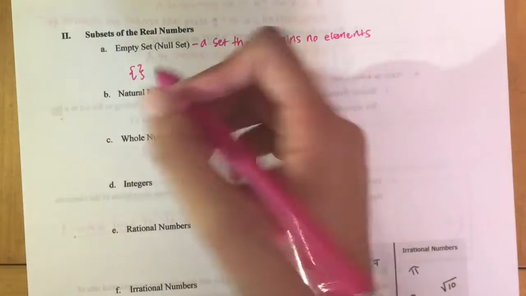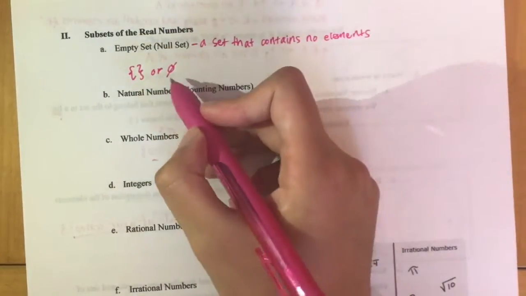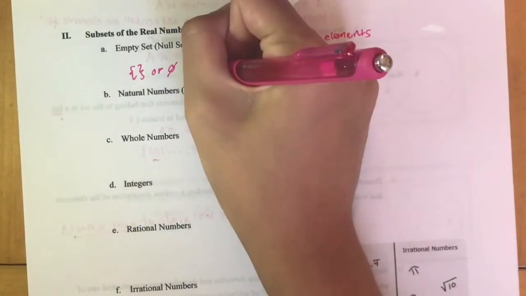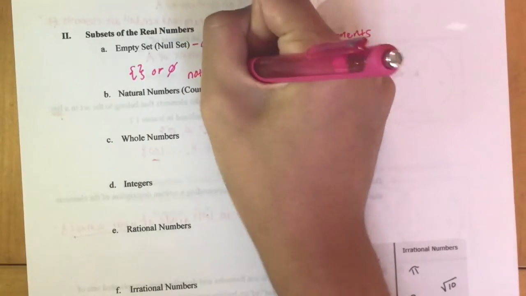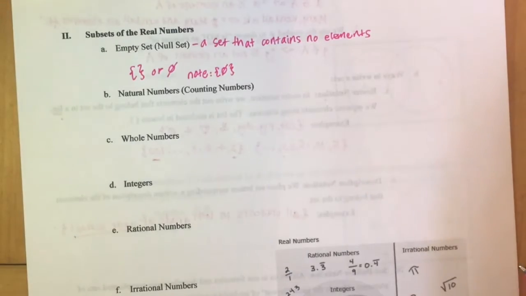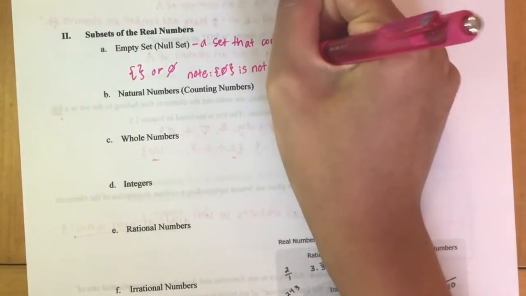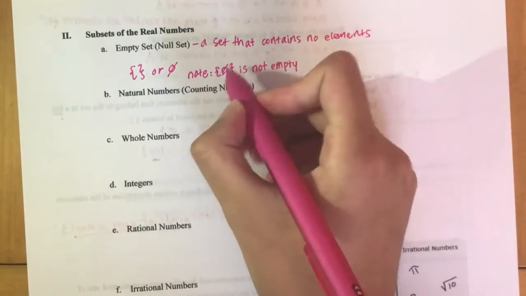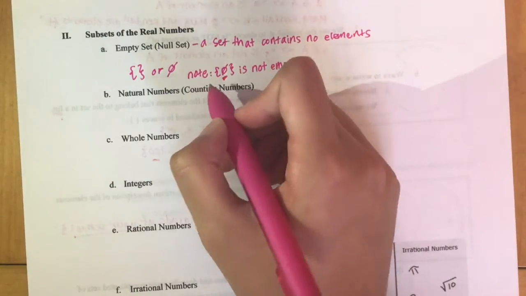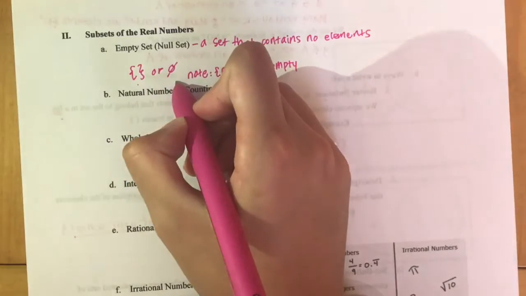Okay, so it can be written in symbol form as this, which is basically a set with nothing in it, or you can write this. So both of these mean the same thing, but you cannot write both. If you write this, it is not an empty set. It is not empty. If you write it like this, this will be treated as an element. So when you're writing an empty set, you either write this or that, not both.